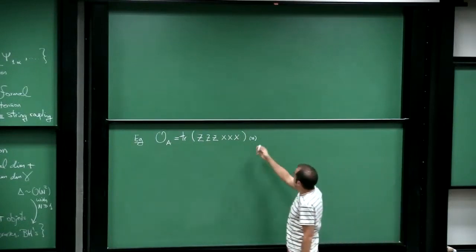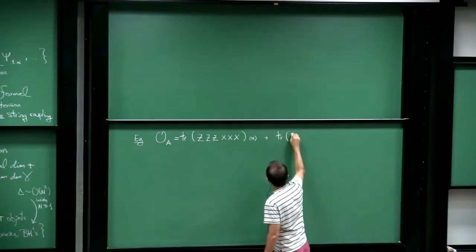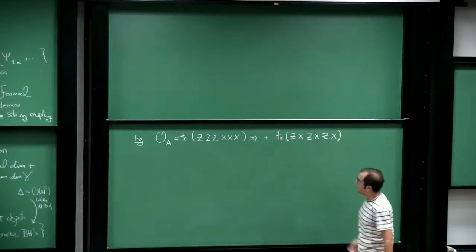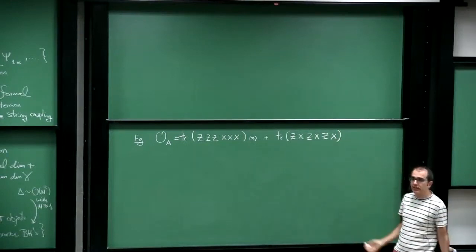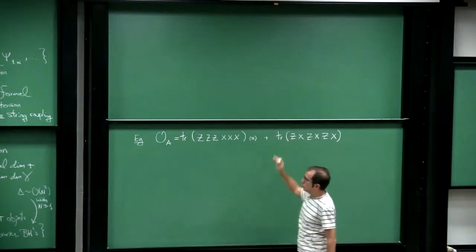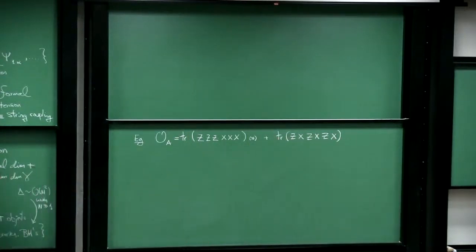Now, there are other operators with dimension six. There is, for example, the trace of ZX, ZX, ZX. This is another operator of dimension six. And I could have linear combinations like this. What defines these precise linear combinations is that these operators need to be the eigenvectors of the operator that implements dilatation in the theory, the dilatation operator of the CFT, which is an operator that you can compute in the quantum field theory.